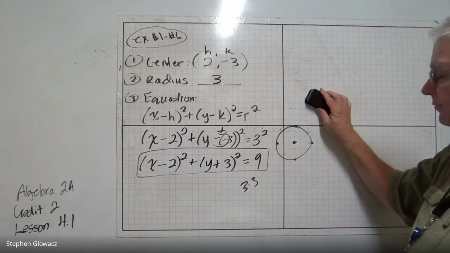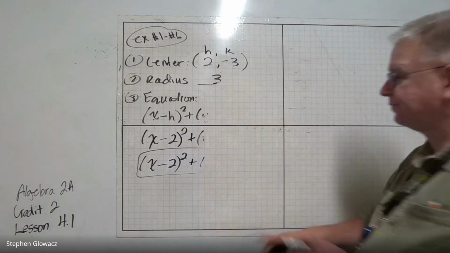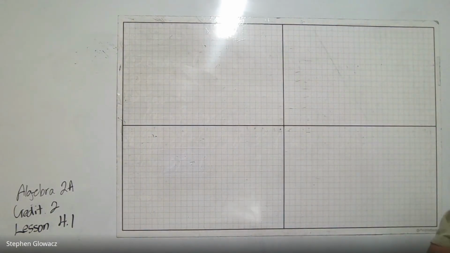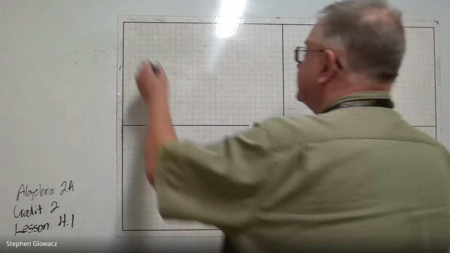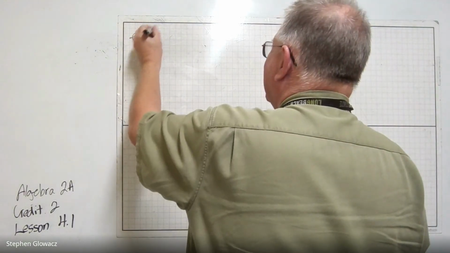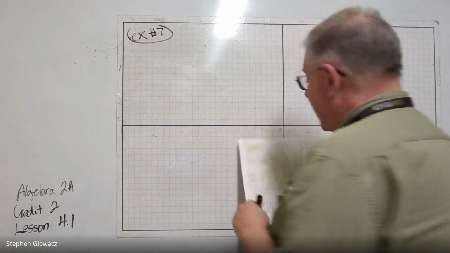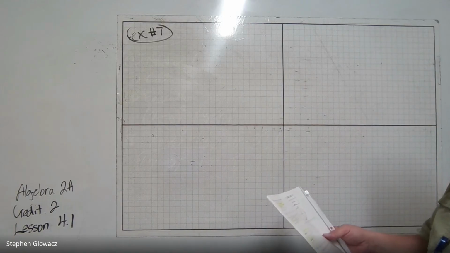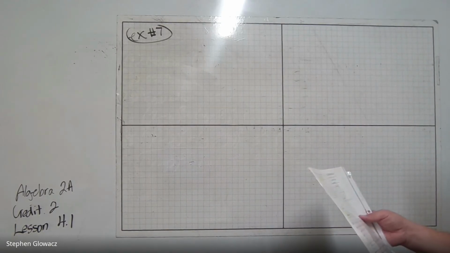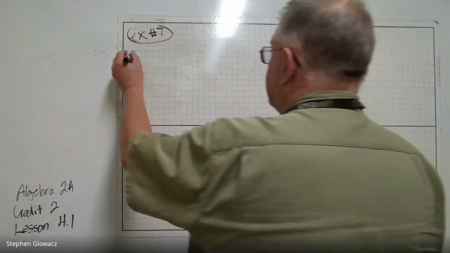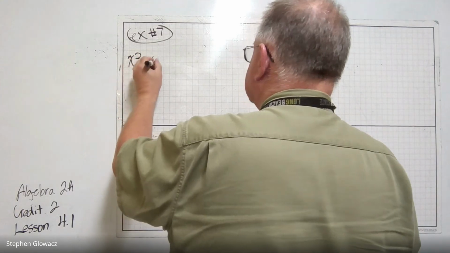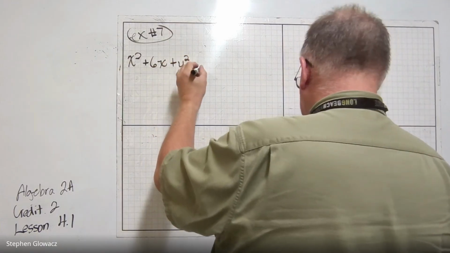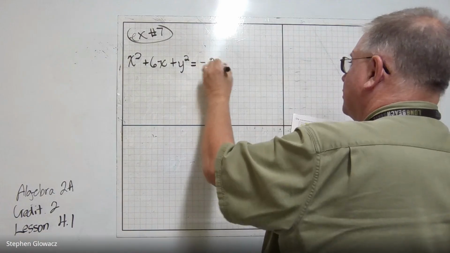And so now we're going to jump to an example for number 7. So let's get rid of all of this here. And for number 7, we're going to be given the equation of a circle, but not in standard form. And what they want us to do is write it in standard form and then identify the center and radius and then use that information to graph the circle. So let's go ahead and take a look at our example. We have x squared plus 6x plus y squared equals negative 20 plus 12y.